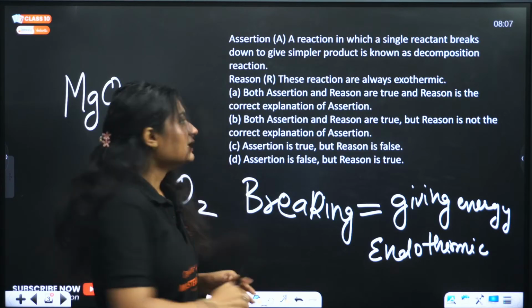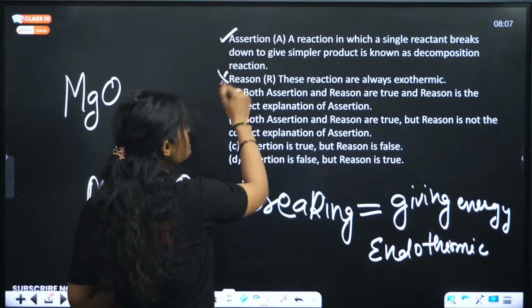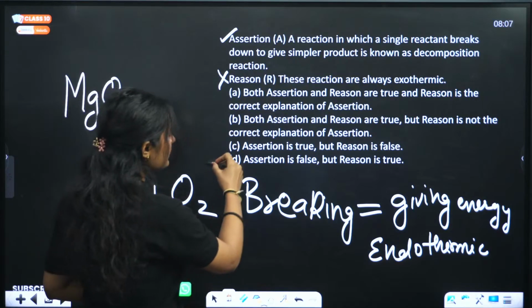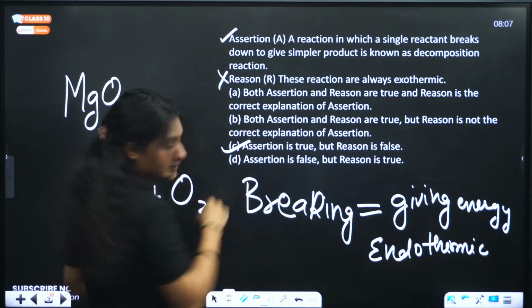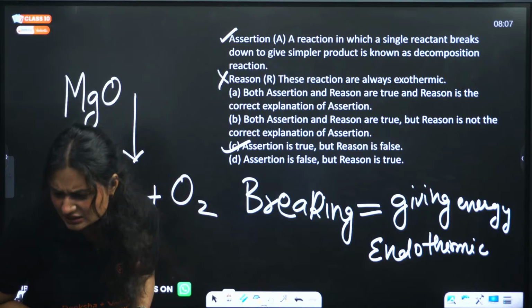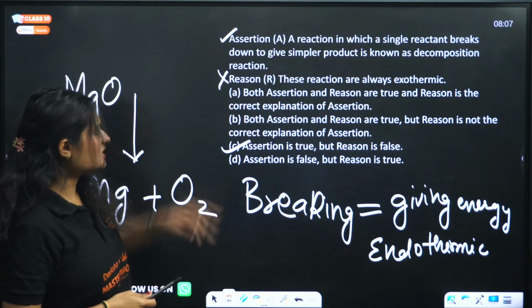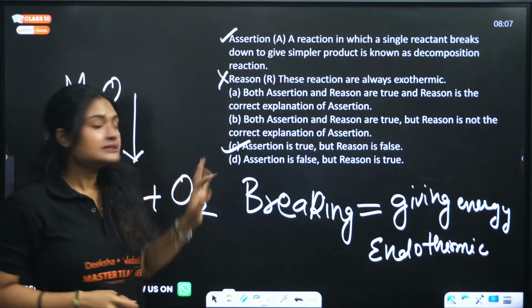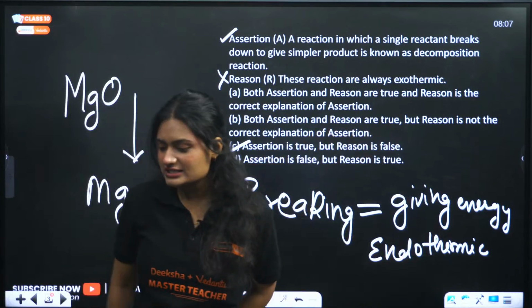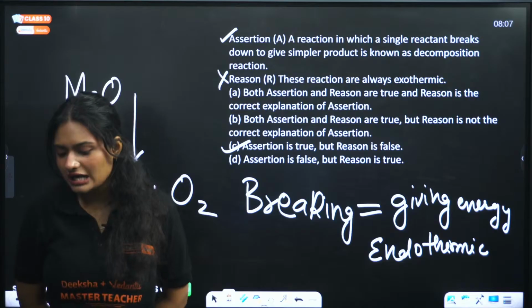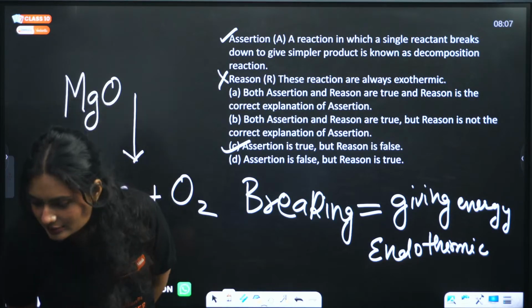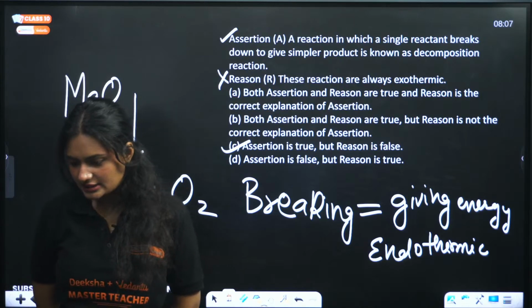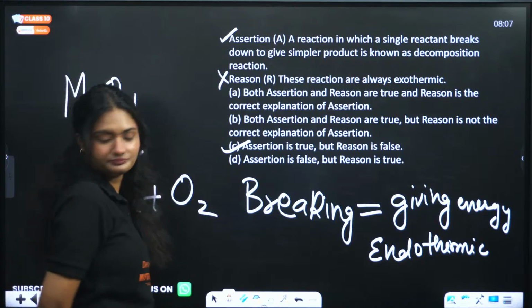So, assertion is correct, but the reason is false. Correct option is option number C. Why D? Assertion is true, right? This is the definition of a decomposition reaction. But these reactions are not always exothermic. No worries, Advaishri. So Kalyan answered C. That is correct. Magnesium and oxygen.